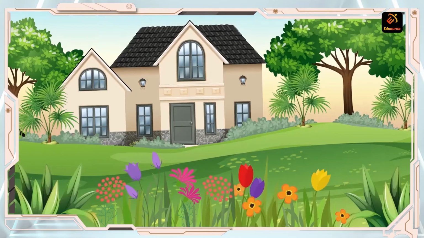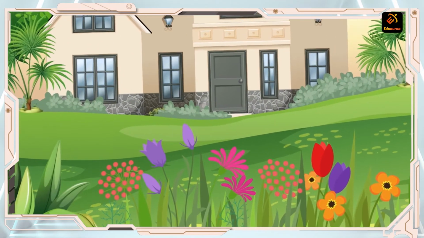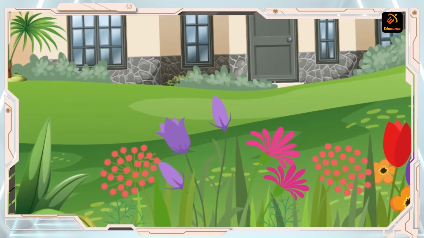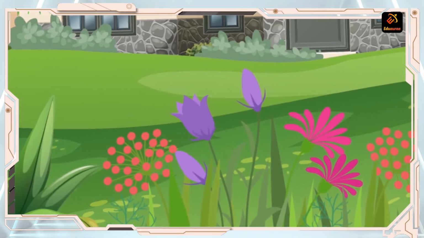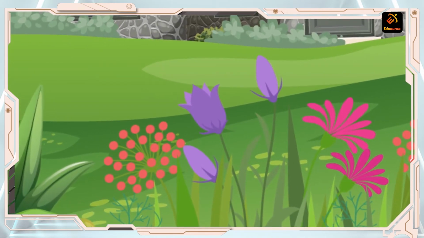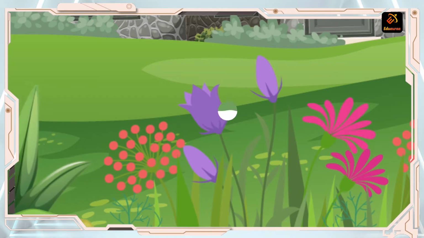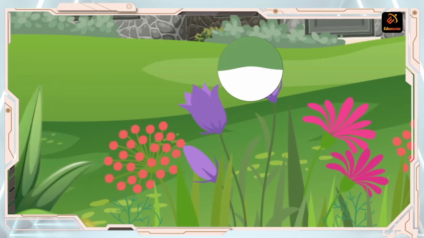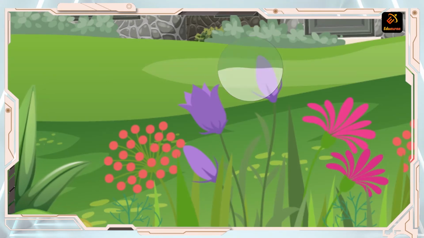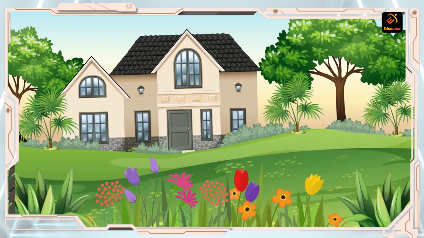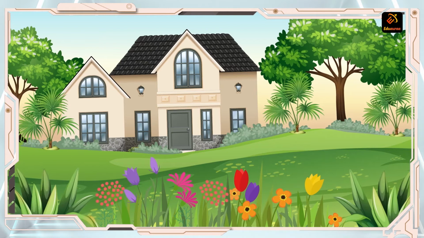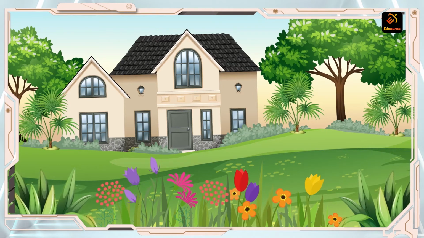Let's see. So now the flower, it wants pollination to occur. So what it does is, it will become brightly colored, the flowers will be large, and it will produce nectar. What is nectar? Nectar is a sugary fluid. So that is the effort that the plant took. Let's talk about insects because insects carry out the maximum animal-related pollination.